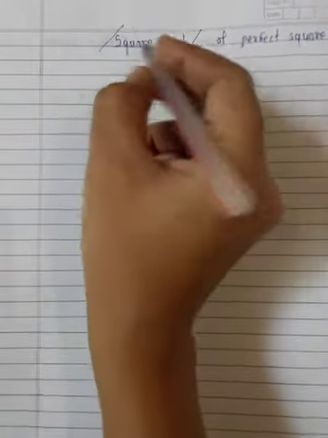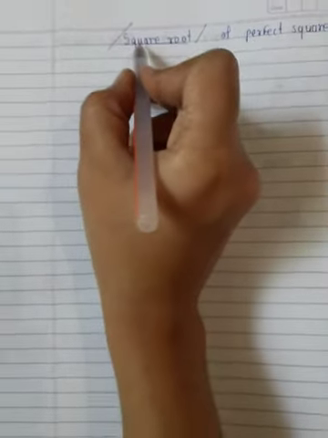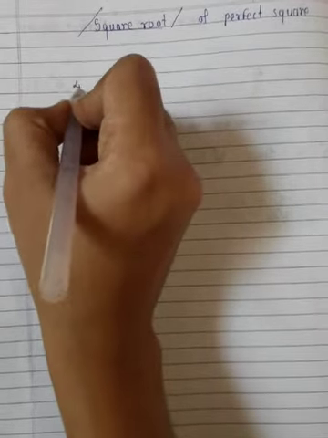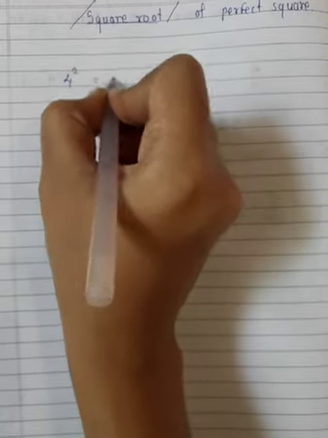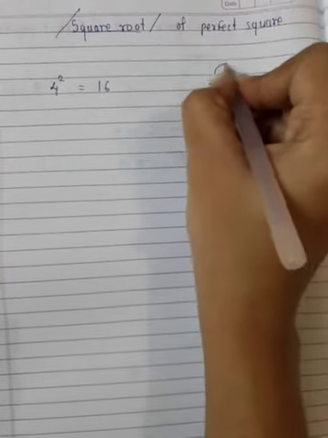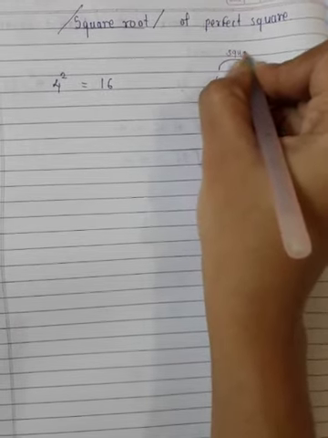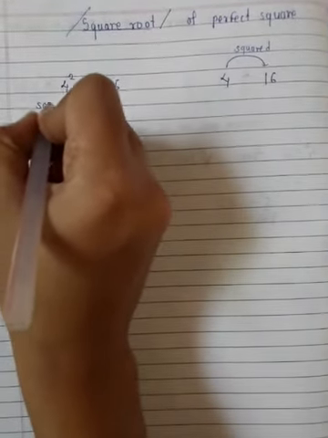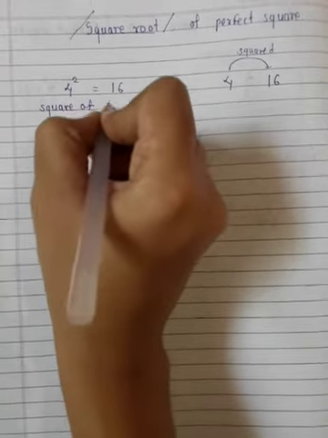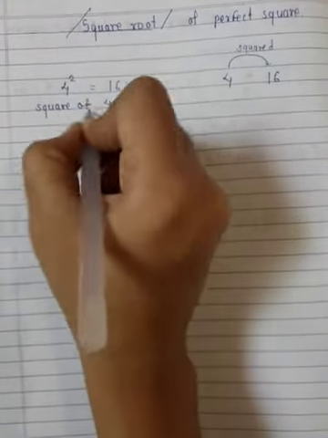Let's first understand what is meant by square root. You have studied the concept of square, how to find a square. Let us consider the number 4. If you square 4, what will you get? 16. We know if we square 4 we get 16. So the square of 4 is 16.